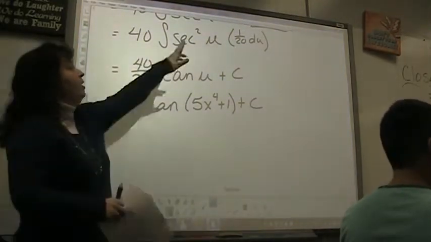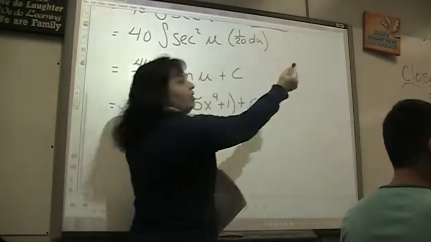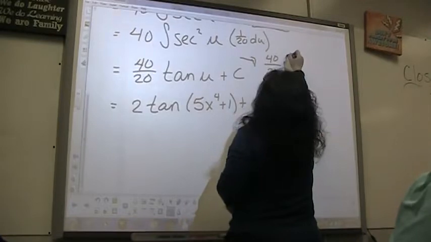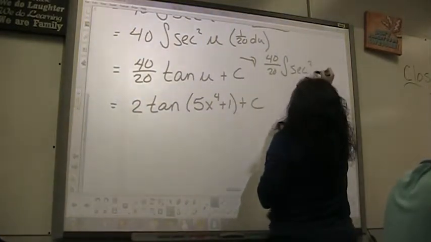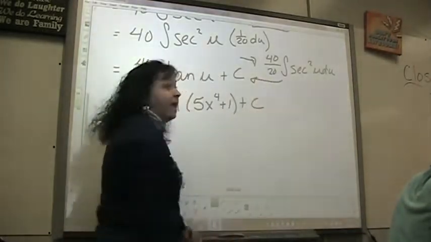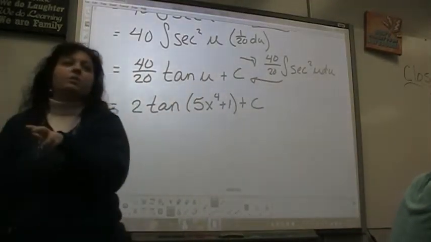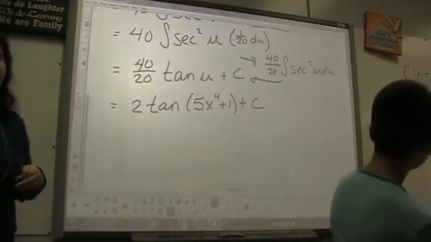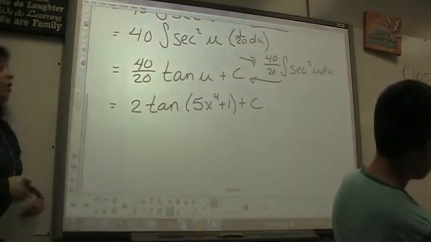Okay. Now, could you have, Ruth? We could have done this where you brought the 20 out and then kept it like this. Yeah, that's what I did. And then when you come there, that's fine. As soon as that secant square turns into tangent, that symbol has to go away. Kim, you're good? Okay.